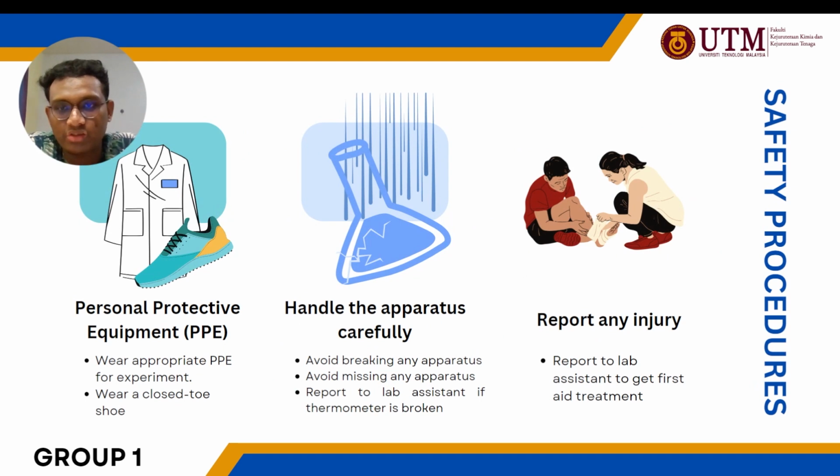The last part is safety procedures. Number one, personal protective equipment, PPE. The student needs to wear appropriate PPE for the experiment and wear closed-toe shoes. Number two, handle the apparatus carefully. The student needs to avoid breaking any apparatus, avoid missing any apparatus, and report to the lab assistant if the thermometer is broken. Number three, report any injury. The student needs to report to the lab assistant to get first aid treatment if an accident occurs.